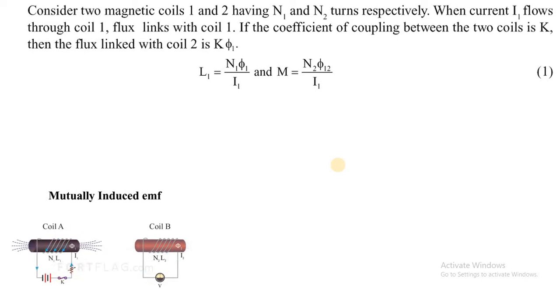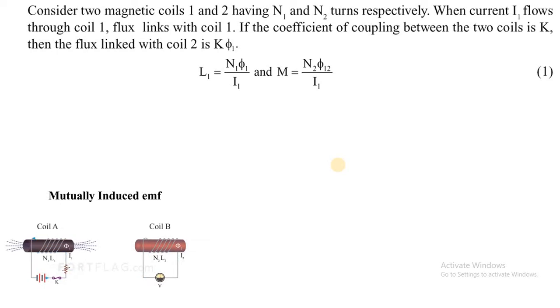The current I1. So the mutual inductance M between two coils is equal to N2 into phi 12 divided by I1. So what is phi 12? Phi 12 is called the flux linkages of coil 2, which is the fraction of phi 1. I'll repeat, phi 12 is the flux linkages of coil 2, which is the fraction of phi 1.